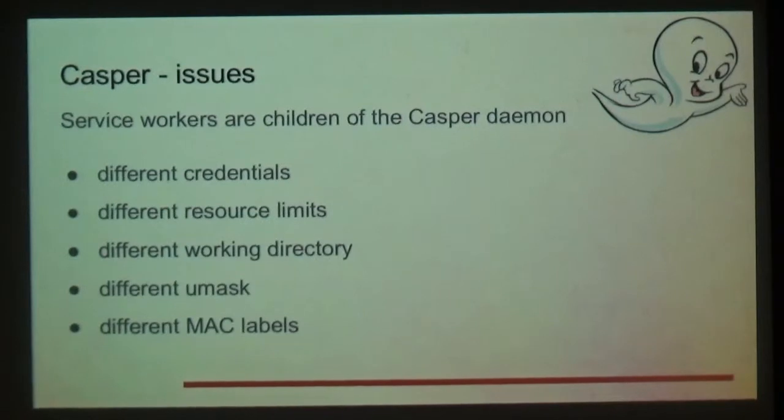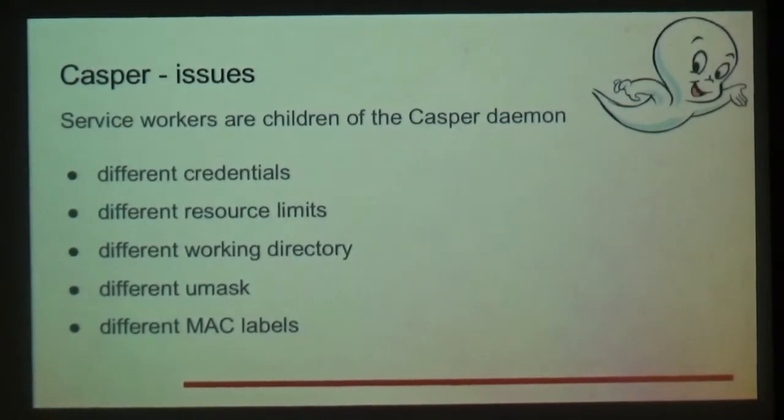Unfortunately, this approach had a lot of issues. For example, like I mentioned, the process which was asking Casper for a new service had different credentials than the service. So this was really easily solved because Unix domain sockets allow us to obtain the credentials of another process in a secure way. So we could just set, with setuid and setgroups, the right credentials of the process. But some of these problems weren't solved very easily.